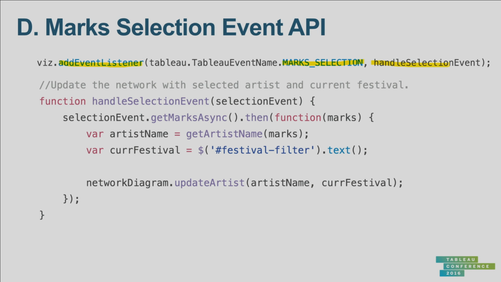So here I pass in a callback function. And inside this callback function, I would get back a selection event. With the selection event, you can get all the marks that are selected based on the getMarks async function. And from the marks, we can get back the artist that has been selected. So we have a variable defined here called artist name, and then we can store it in the artist name. We get back the current festival from our customized filter. And finally, what I have here is a network diagram object. This actually represents a D3 diagram. And once we have the artist name, we can call the update artist method, pass in the artist name, and the D3 diagram will be updated accordingly.